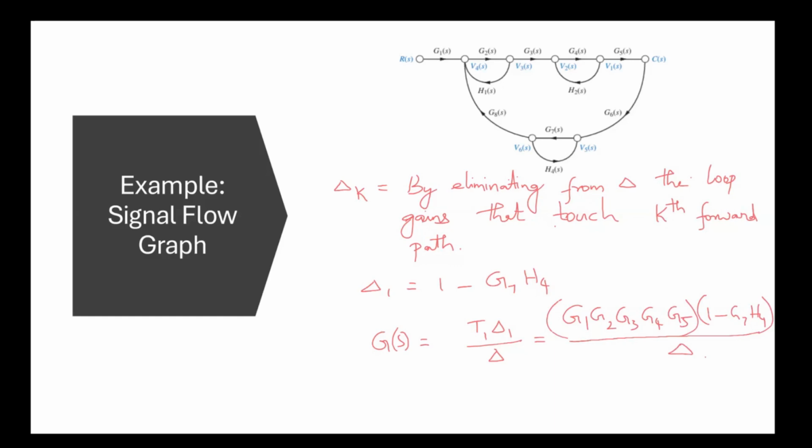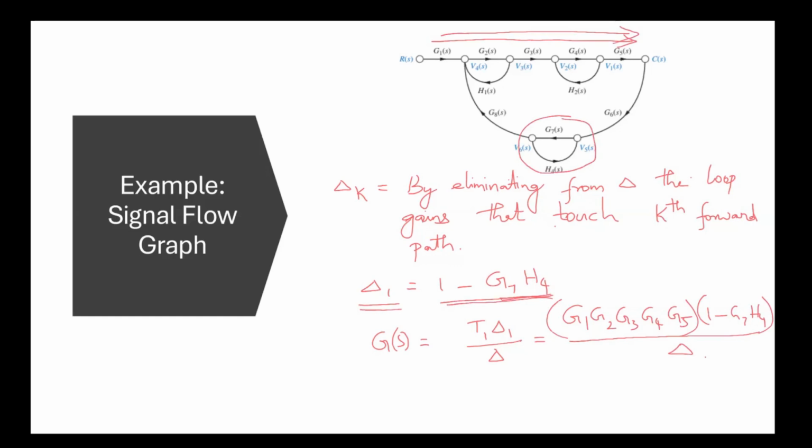Next, we will calculate delta K. So delta K is obtained by eliminating from delta the loop gains that touch the kth forward path. Here we have only one forward path, so we have to calculate only delta 1. That is calculated by 1 minus G7H4, because G7H4 is the only loop that doesn't touch this forward path. Delta 1 will be 1 minus G7H4.